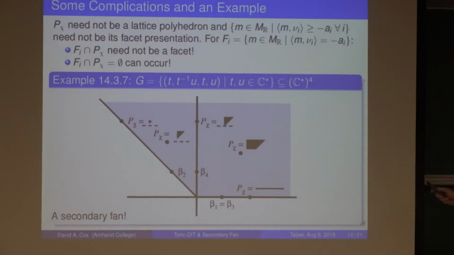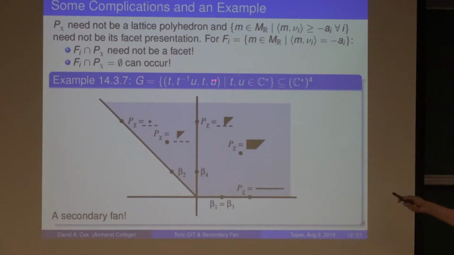And it turns out that what happens is, you look at this part, and you look at where equality occurs. Now, in the case that we're familiar with, when I intersect that with P in a facet presentation, that's a facet. But the point is, this might be something lower dimensional. In fact, it might even be empty.